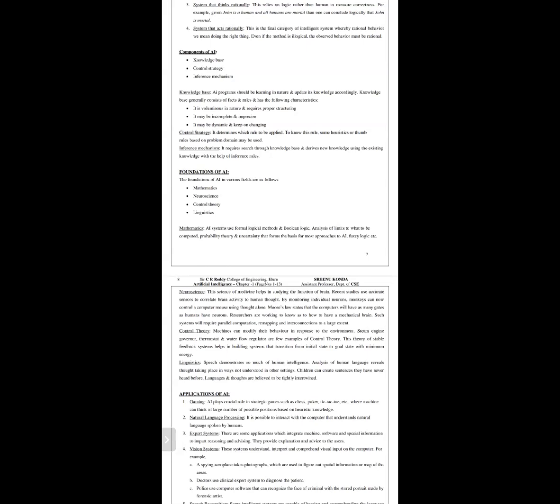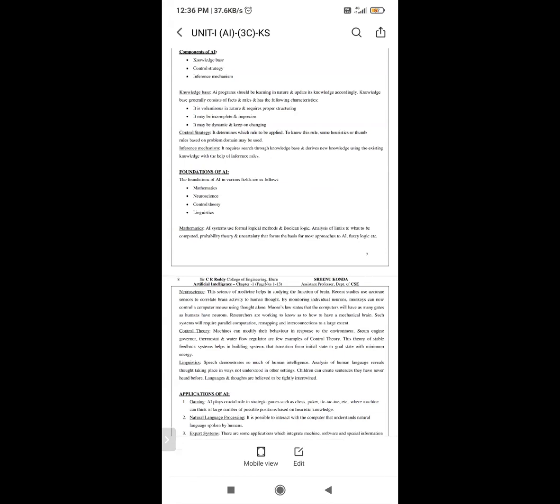So in the neuroscience field, the functioning of brain will be studied using this artificial intelligence. It helps in studying the functioning of brain. And next one, recent studies use accurate sensors to correlate brain activity to human thoughts. So using this particular artificial intelligence, they're going to relate the human thoughts with the activity of brain. Okay, right.